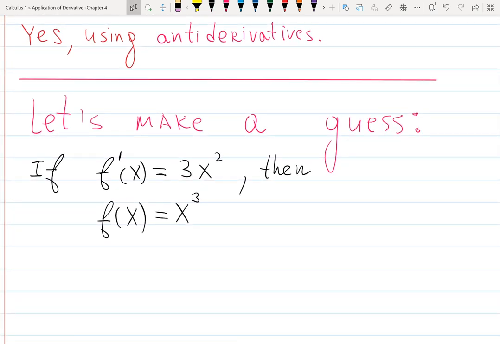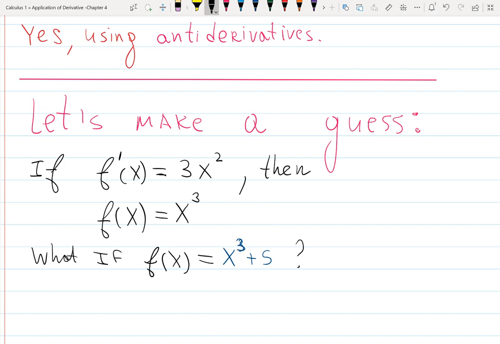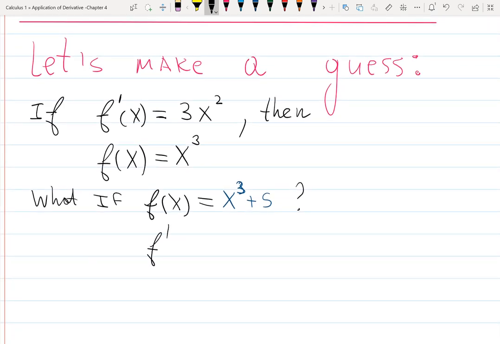Now here's the question for you. But what if the function was, say, x cubed plus 5? Will it still be the right answer though? Let's check. F prime of x is 3x squared plus 0. So that's 3x squared. So that matches as well. So x cubed matches. X cubed plus 5 seems to match as well. What if it's going to be x cubed minus 1,000,000? Matches as well, because the derivative of any constant is 0. Seems like there are many correct answers, right?